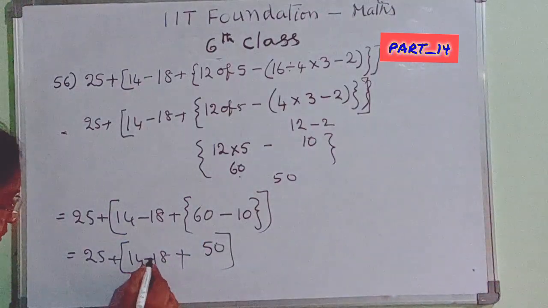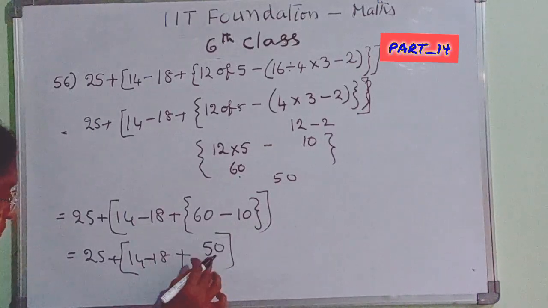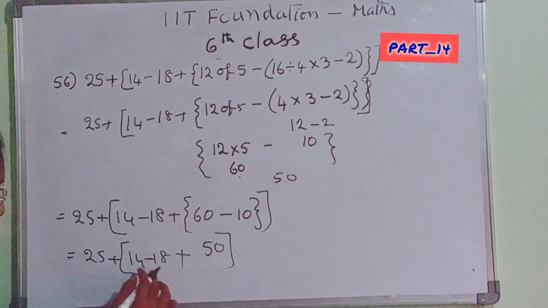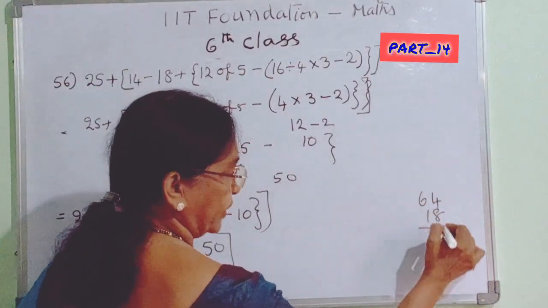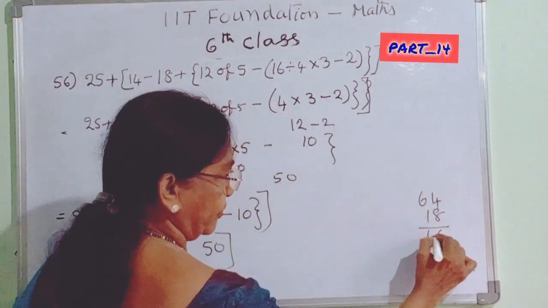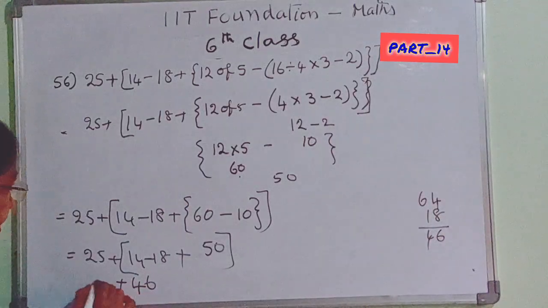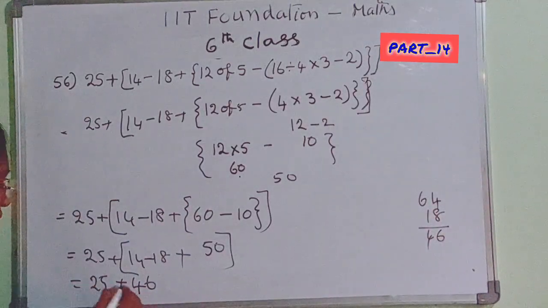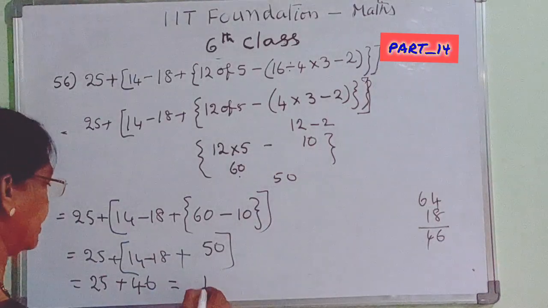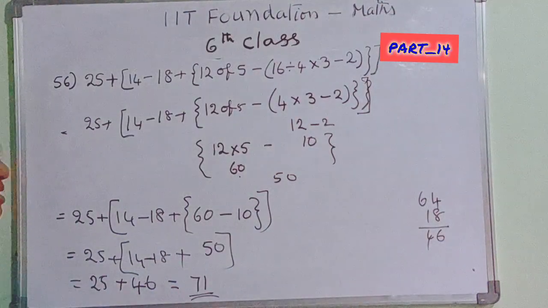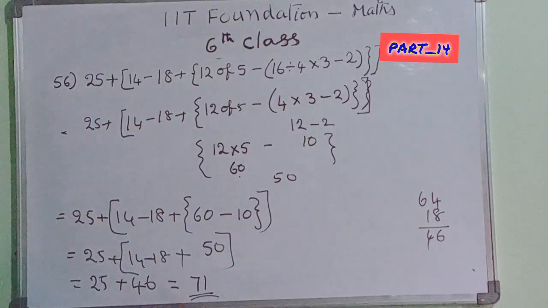So here 14 minus 18 plus 50. First we will do the addition. 14 plus 50, 64. 64 minus 18 is 46. Therefore, this is 46. Here 25. So 25 plus 46 is 71. So the value of this expression is equal to 71.